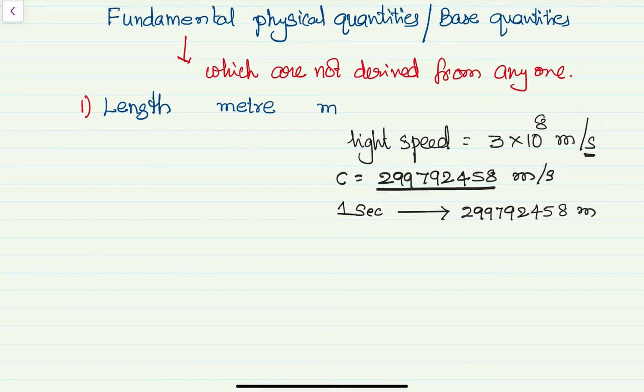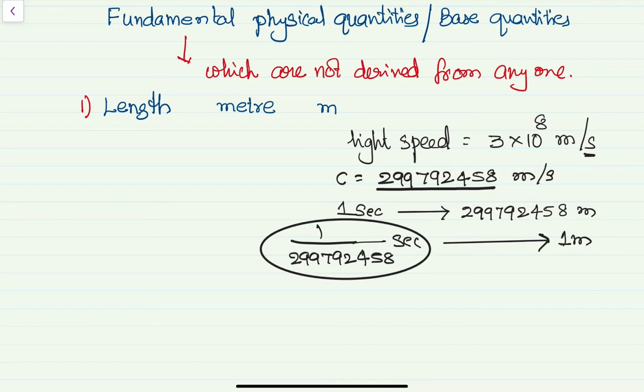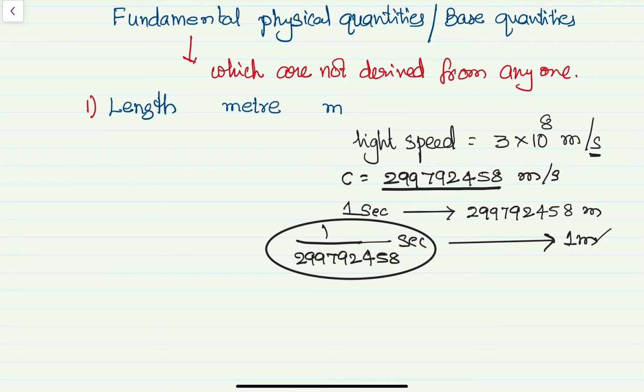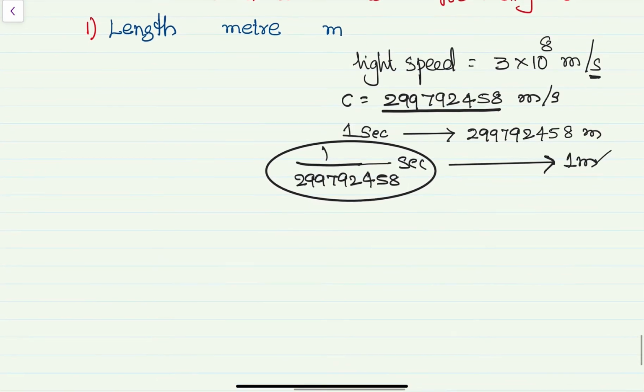If you want the time for 1 meter, how many seconds is the duration? 1 by 299,792,458 seconds. So indirectly, to define 1 meter, the distance traveled by light in this time is 1 meter. That's all. So how do I write the simple definition of it?